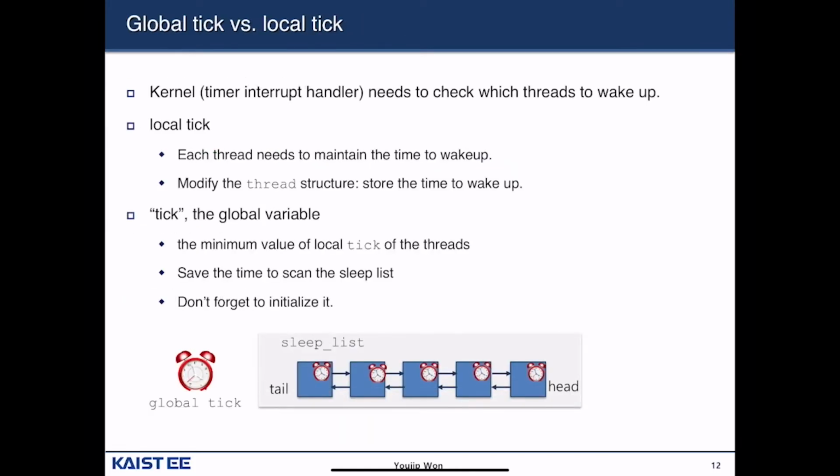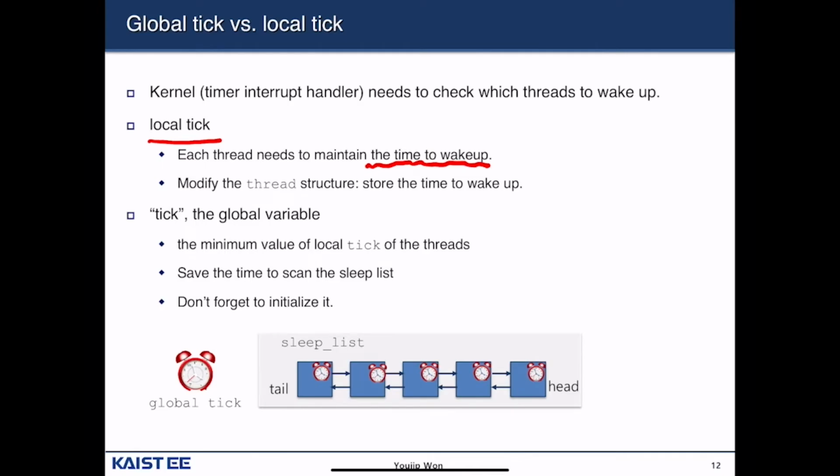In implementing the block-based timer sleep, you have to introduce two things. The first one is the global tick, and the second one is the local tick. The basic design idea is that every time the timer interrupt handler is executed, the kernel checks if there is any thread to wake up. To do that, it first has to scan the blocked thread list and find whether the local tick of any blocked thread is less than or equal to the global tick. So in the local tick, each thread maintains the time to wake up.